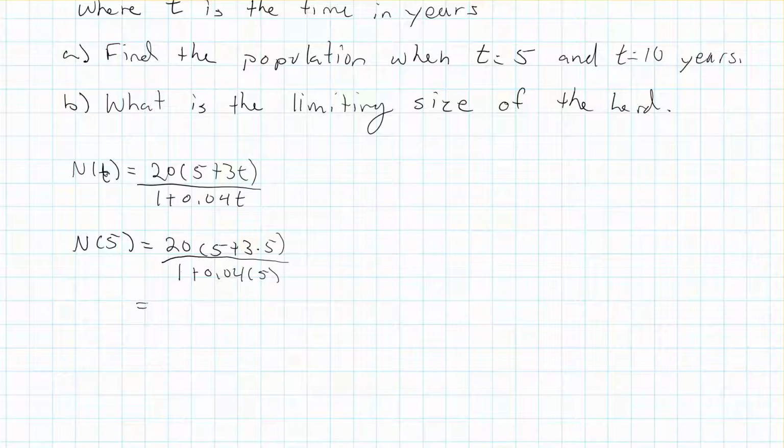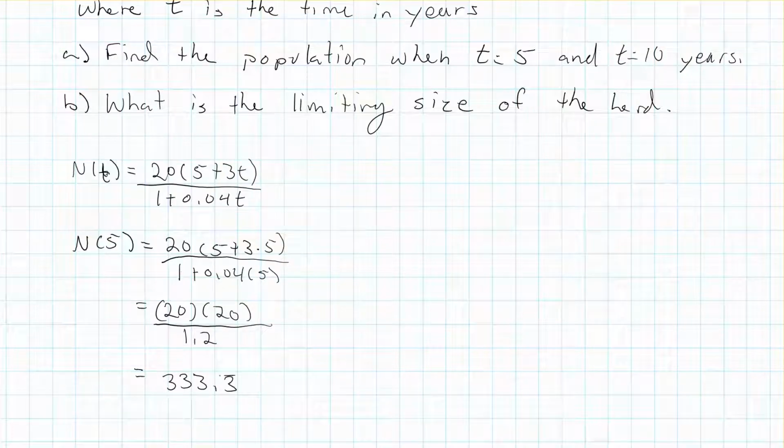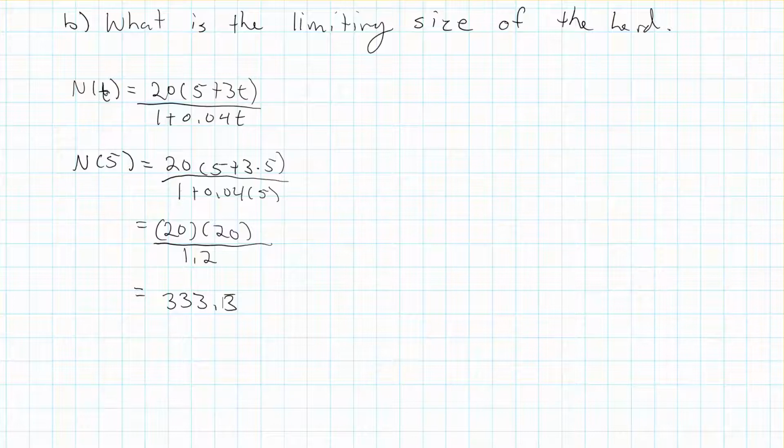Doing some arithmetic, this would be 20 times 20. In the denominator, 0.04 times 5 would be 0.2, plus 1 would be 1.2. Finishing out the arithmetic, 20 times 20 divided by 1.2, and you get 333.3 repeating.